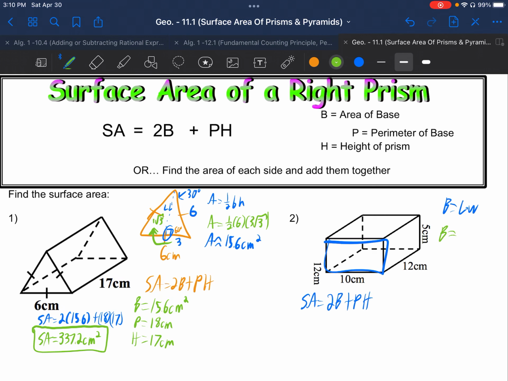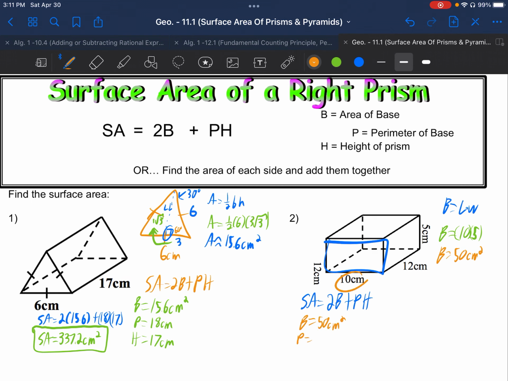Well, the sides of that are 10, and 12 is not this, 12 is this over here. We can see that because of the 12 over there. Rather, this length is 5. So length times width is going to be 10 times 5, giving us an area of the base to be 50 square centimeters.